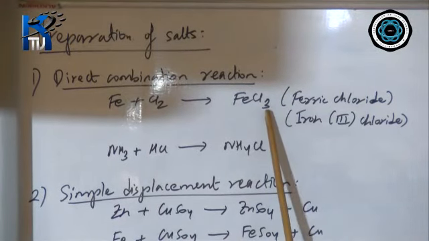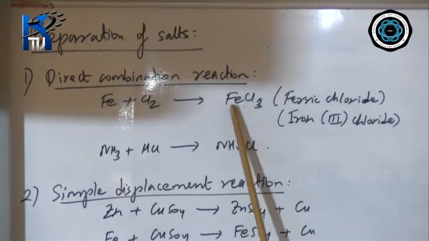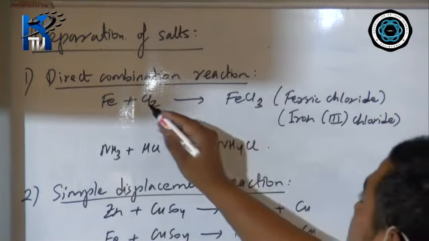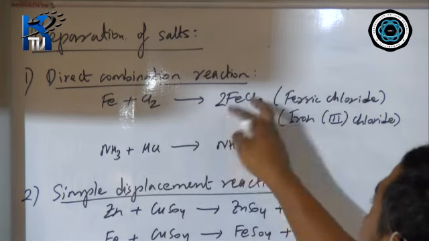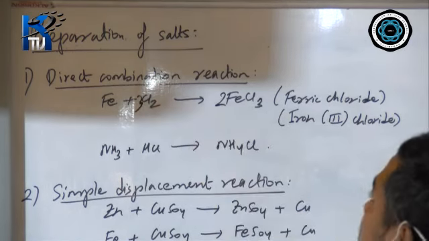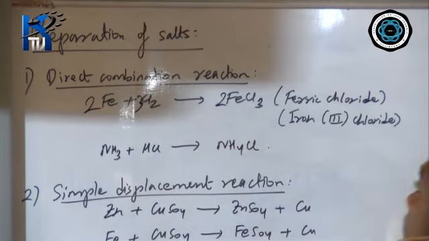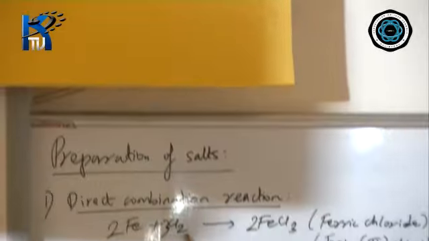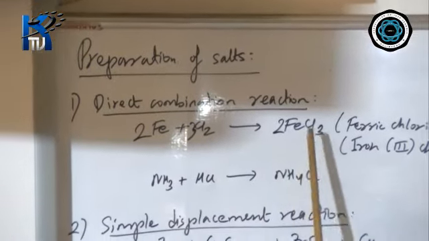Why ferric? Because the valency is 3, or even call it by the name iron 3 chloride. If you have to balance it, you start with chlorine. So you put here 2, it becomes 6 chlorine, balance, 2 iron balance. So ferric chloride, iron 3 chloride is a salt formed by combination of iron and chlorine. Combination means 2 will fuse to give you 1.